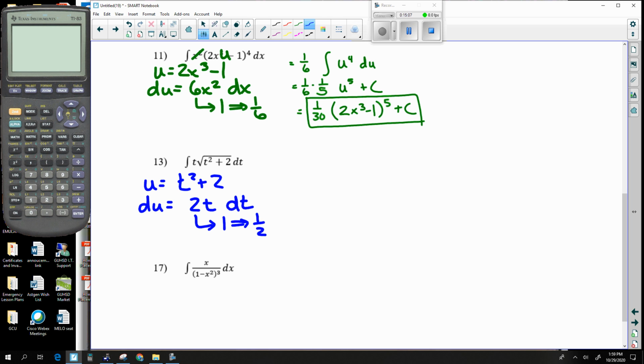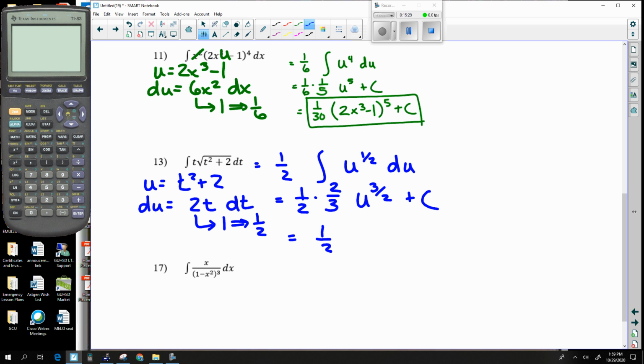Okay, so that makes this integral 1/2 integral of u to the 1/2 du. Okay, u to the 1/2 goes to u to the 3/2. That means 2/3. It joins forces with the 1/2. The 2 simplifies, so this is 1/3. u is t squared plus 2, to the 3/2, plus c.